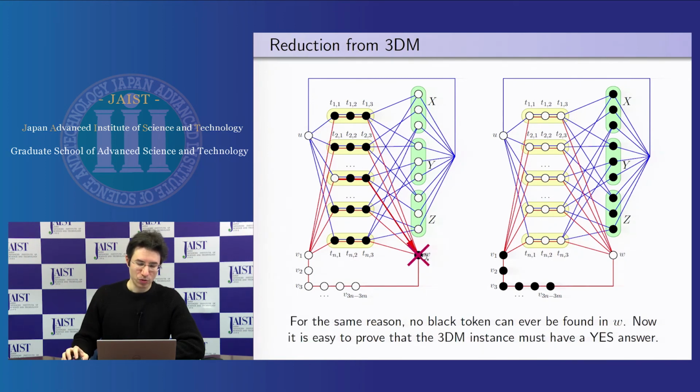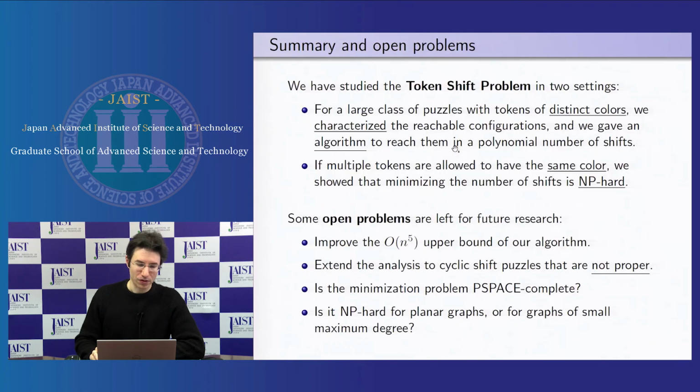For the same reason, we don't want a black token in W ever. And by these two observations, now it's easy to show that the only way of going from left to right is to find a triplet that solves the 3DM instance and use them to fill the blue positions, to fill the green positions. So that's it. This is the reduction, and I'd like to summarize our results.